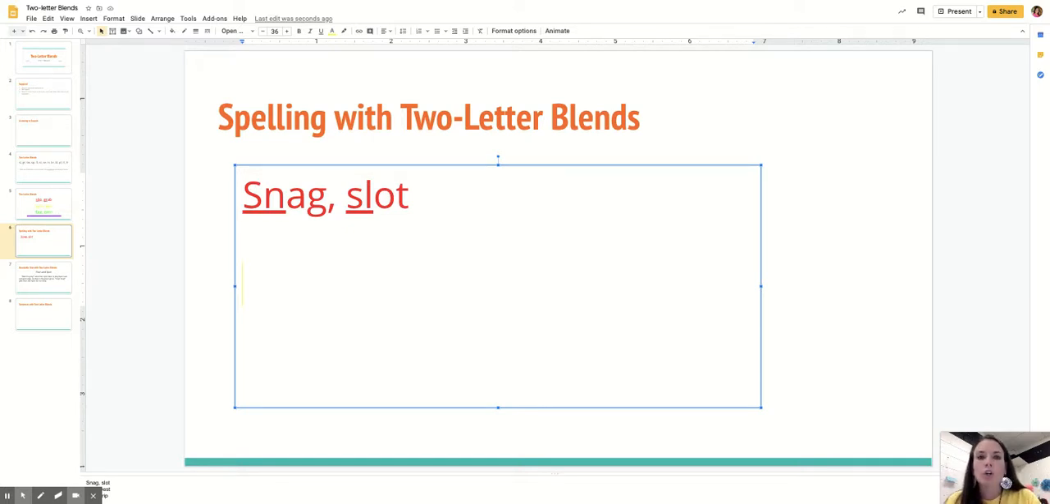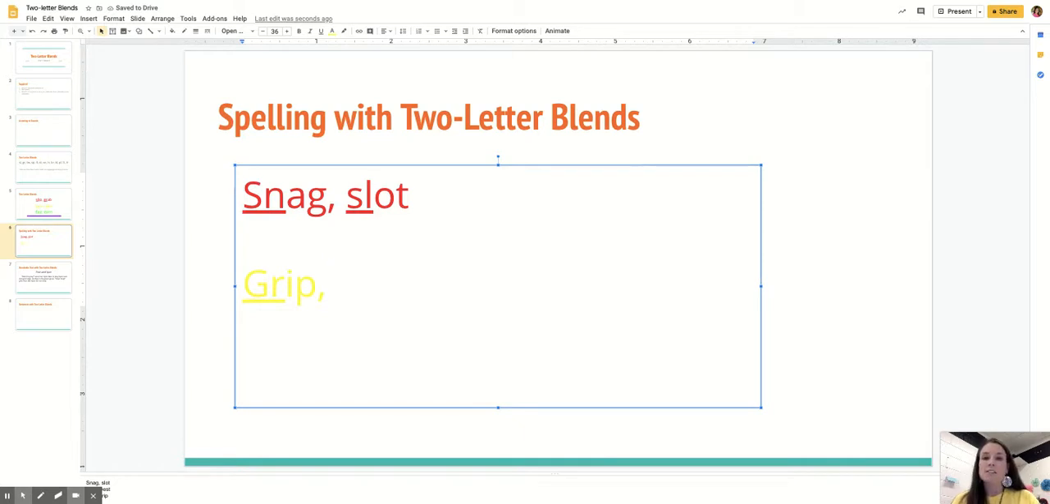So gr. That's the GR blend. So let's write GR. Then I. We know that's the vowel I. And then P. Okay, so there's the word grip. Let's underline the GR because that's the two-letter blend. All right, now we're going to go to your next word.